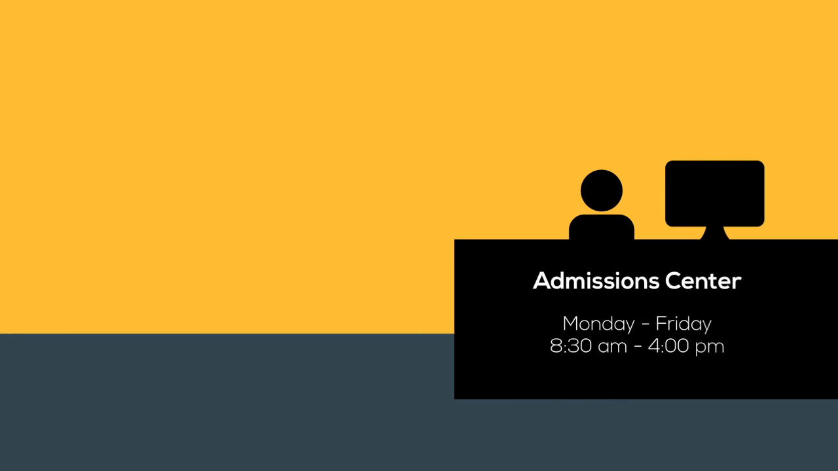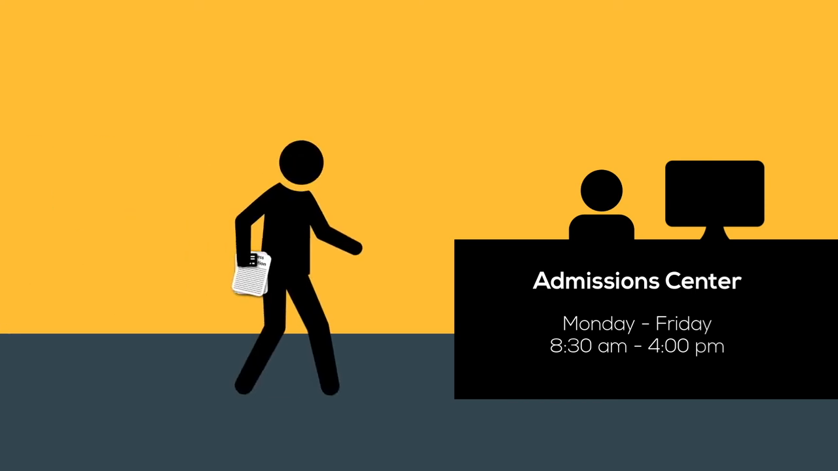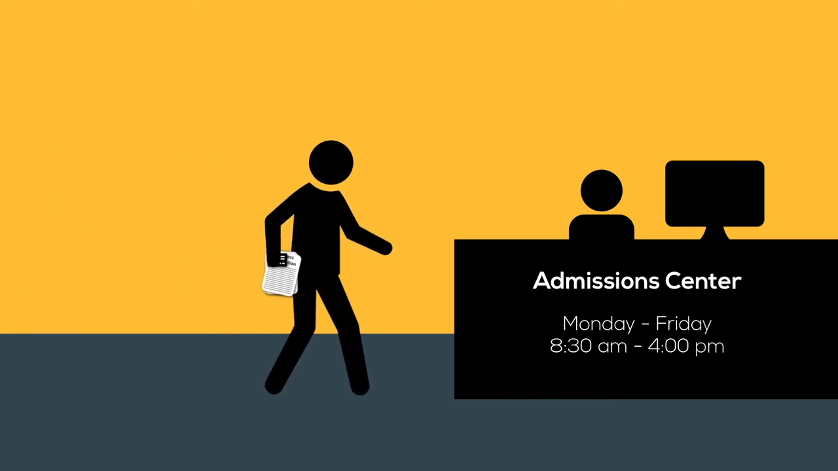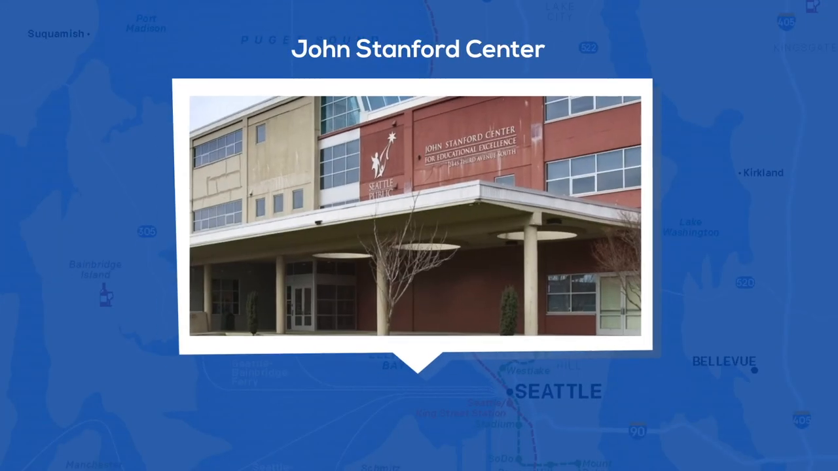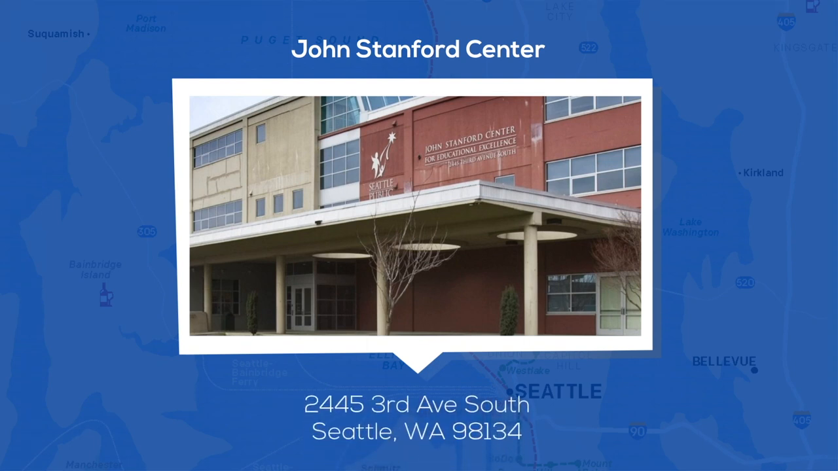If you do not have access to a computer or require assistance, please visit us at our admission center, Monday through Friday, 8:30 a.m. until 4 p.m. Please bring all of your supporting documents and arrive early for help with registration. The admission center is located at the John Stanford Center, just south of downtown Seattle, at 2445 3rd Avenue South, Seattle, Washington, 98134.